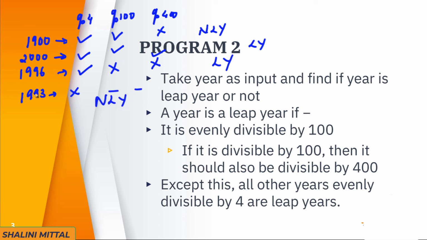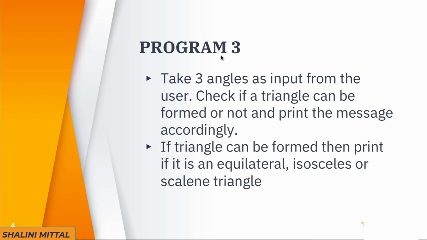So a few examples for you to try it out. You can even check online whether 1900, so every 400th year is not a leap year, okay. So you can check those as well and write the solution and ping in the comment section below. Next is again simple. It just asks you to take 3 angles as input from the user and check if a triangle can be formed or not. If a triangle can be formed, print triangle can be formed and also print what type of triangle it is, equilateral, isosceles or scalene. Otherwise, just print a message, a triangle cannot be formed.